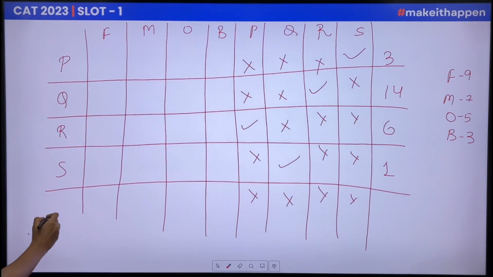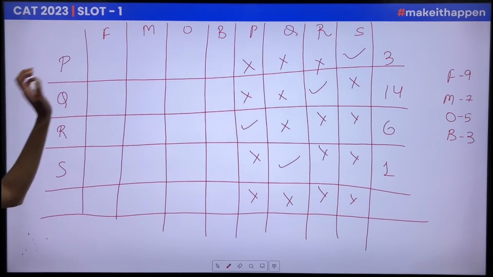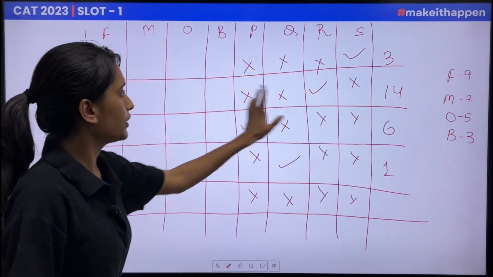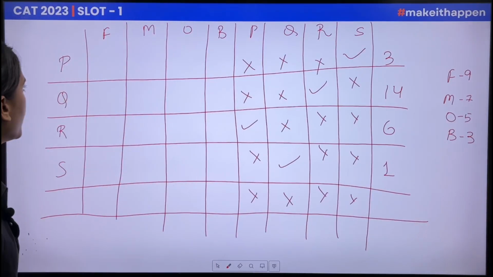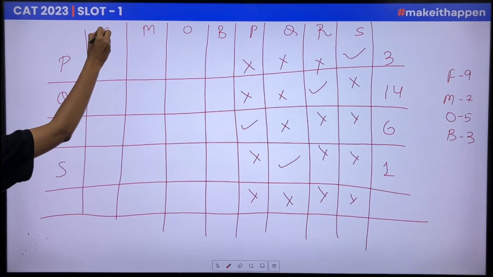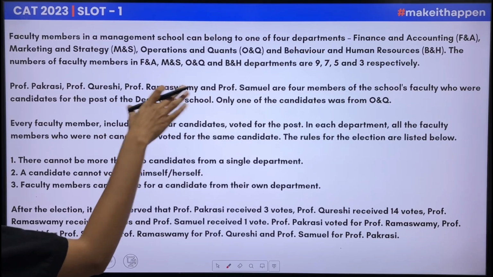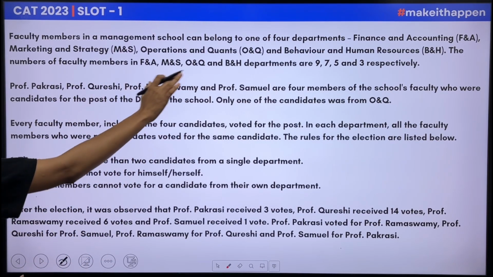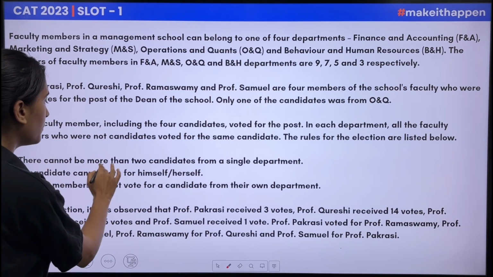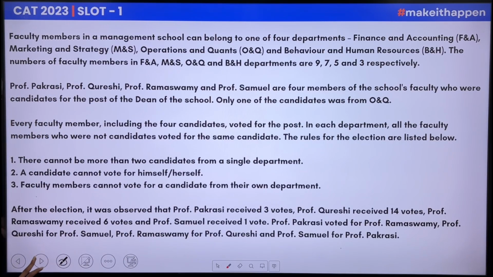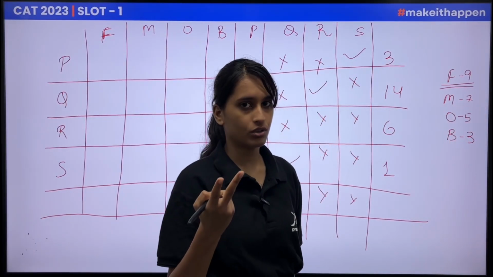Now we want a total of 3 votes here, 14 votes over here. R will get 6 and S will get 1. Now in F we have 9 faculties. The number of faculties in F is 9, in M is 7, in O is 5 and in B is 3. Now we are told that there cannot be more than 2 candidates from a single department. Suppose in F we can have at most 2 candidates.